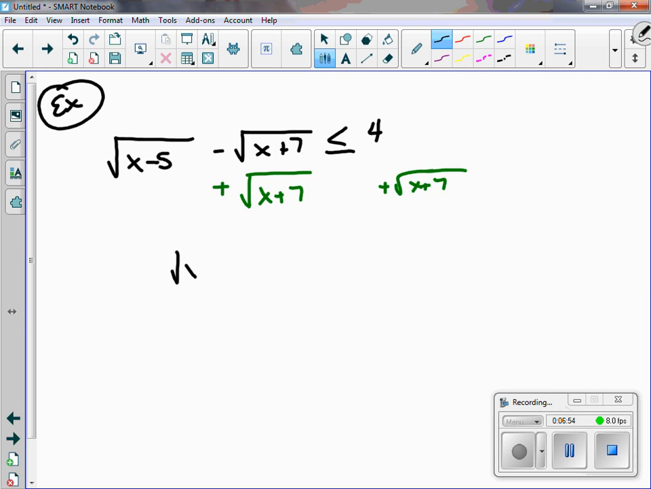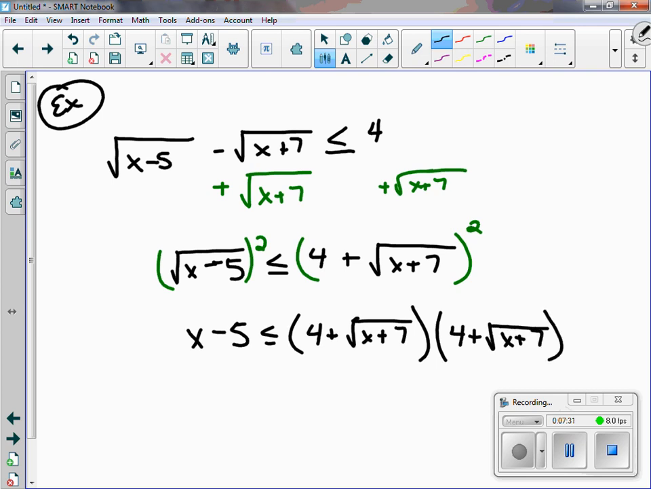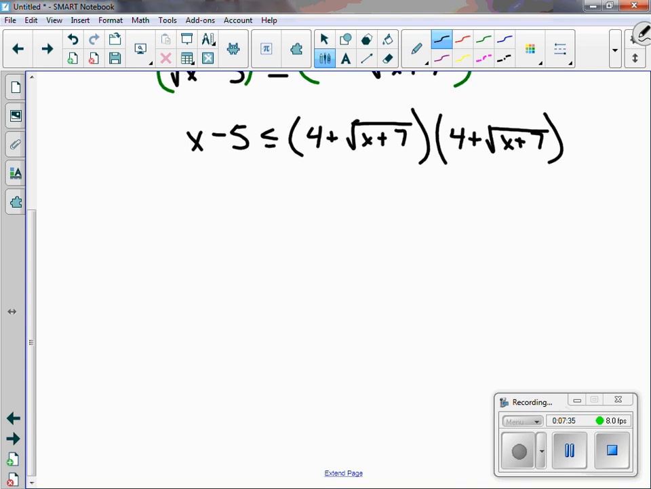So I've got the square root of x minus 5 is less than or equal to 4 plus the square root of x plus 7. Okay, I know it looks kind of crazy, but we have to get rid of that radical sign. We're going to get rid of that radical sign by squaring both sides. When we do this, on the left-hand side, the square of a square root just leaves it as underneath. On the other side, I'm going to rewrite this because a lot of people forget that this is listed twice and they forget the middle term when they do this. So I'm going to have to do some distribution on the right-hand side. So I've got 16 plus 4 square root x plus 7 plus 4 square root x plus 7 plus x plus 7.